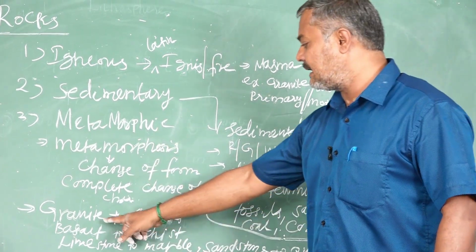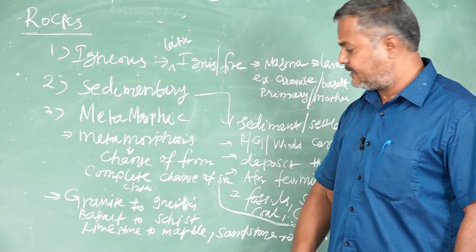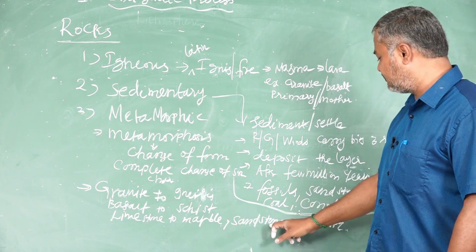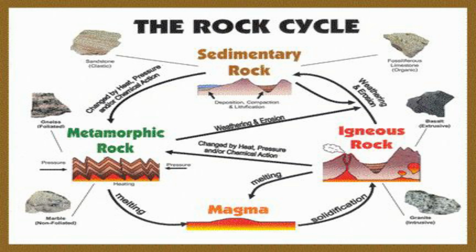The example is granite is changed into gneiss, which is nothing but a soft or the very nice stone. Next one is basalt to schist, and the limestone is changed into marble, sandstone and quartz. The next heading is rock cycle.